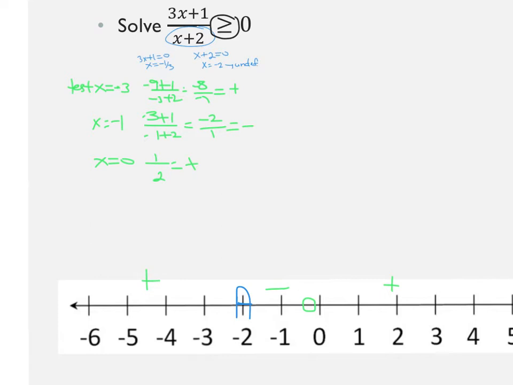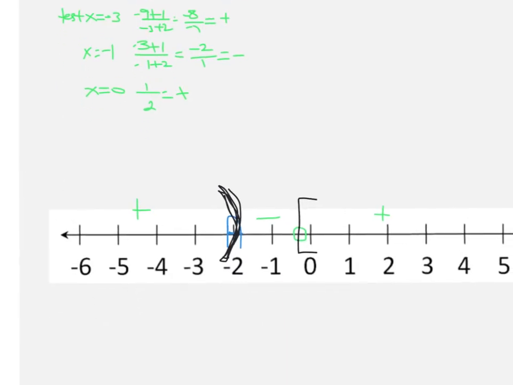But my asymptote is always where I'm undefined. So regardless of what the symbol is, it is undefined in the original problem. I'm still going to put a parenthesis, okay? And where the 0 is, I'm going to put a straight bracket. So here is our final answer. We're going to do everything smaller than -2 and everything bigger than -1/3.